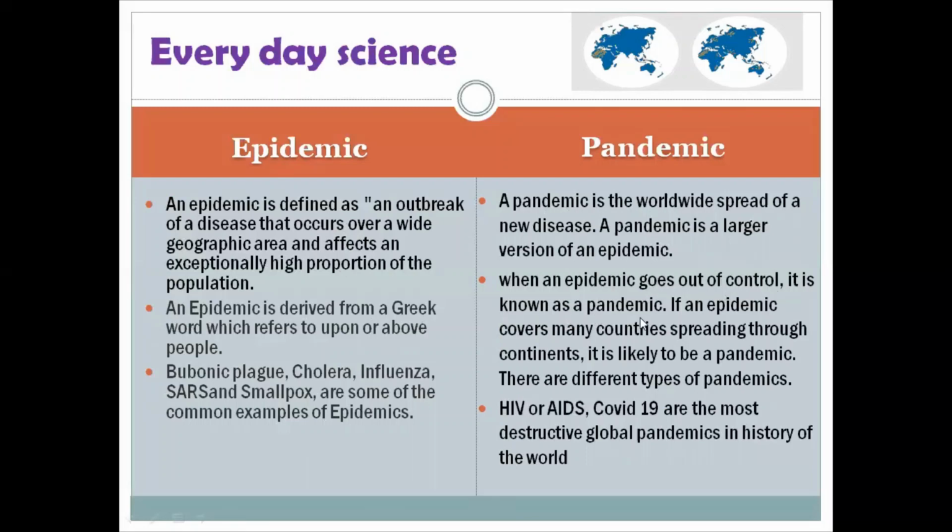तो pandemic actually is a form of epidemic, but जब वो चीज कंट्रोल से बाहर चली जाए, कंट्रोल से ज्यादा हो जाए, तो we call that a pandemic. So if an epidemic covers many countries, spreading through continents, it is likely to be a pandemic. There are different types of pandemics.